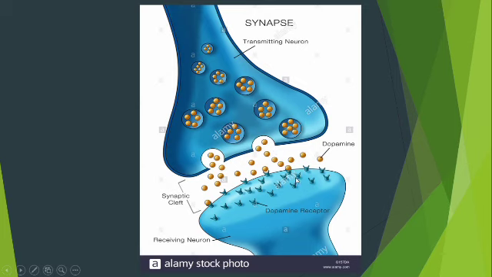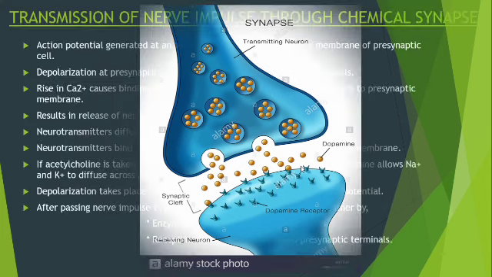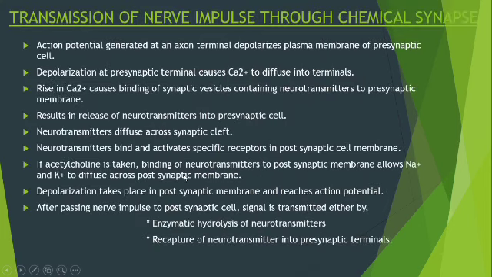So here you can see the neurotransmitters are released into the synaptic cleft, and then they bind and activate specific receptors. These are the receptors which are present on the postsynaptic cell membrane. If acetylcholine is taken as an example, the binding of neurotransmitters to the postsynaptic membrane allows sodium and potassium ions to diffuse across the postsynaptic membrane. Then depolarization takes place in the postsynaptic membrane and reaches the action potential.